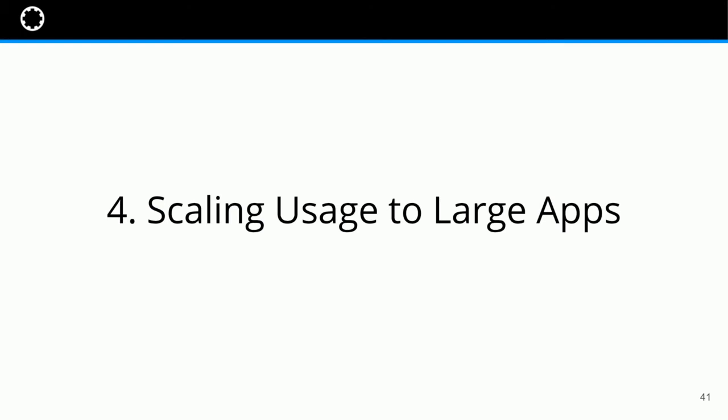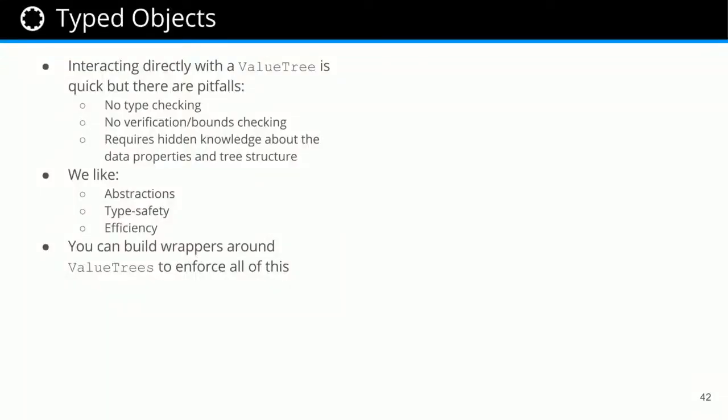So now we've built an app just based around raw value trees. We now need to think about how this scales to larger applications. Interacting with the value tree directly, as we've just done, is quick, but there are some pitfalls. First of all, we don't have any type checking. We don't know what type of data is stored in the properties of the value tree. And we don't have any verification or bounds checking. It's perfectly reasonable to set negative start times. There's nothing that's going to catch that.